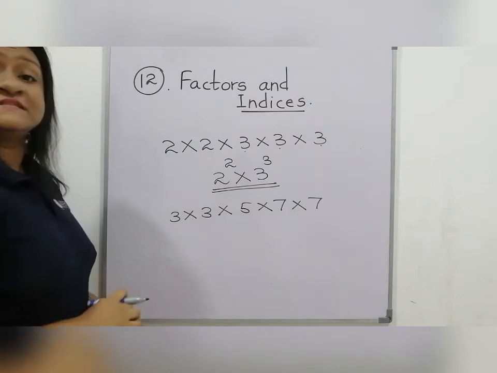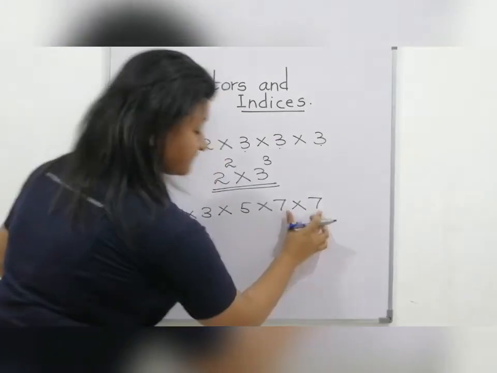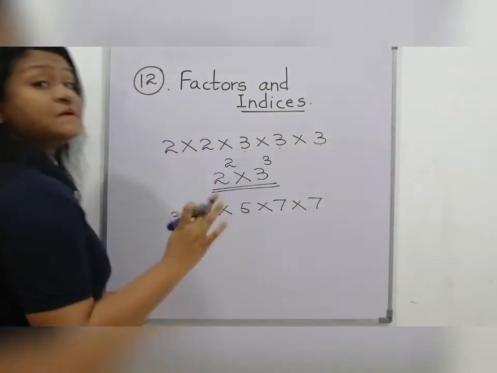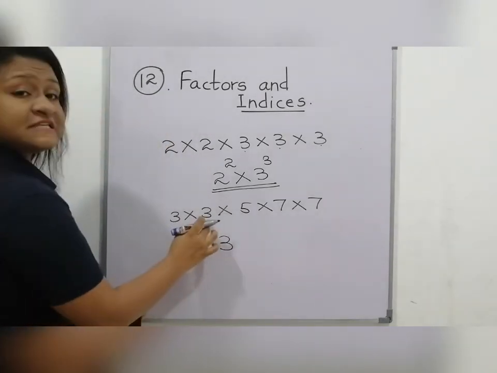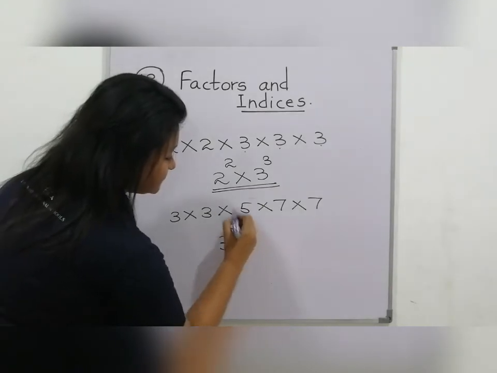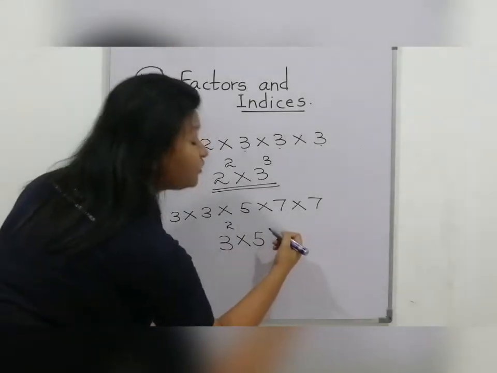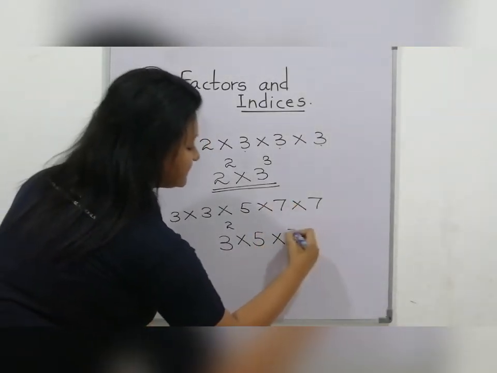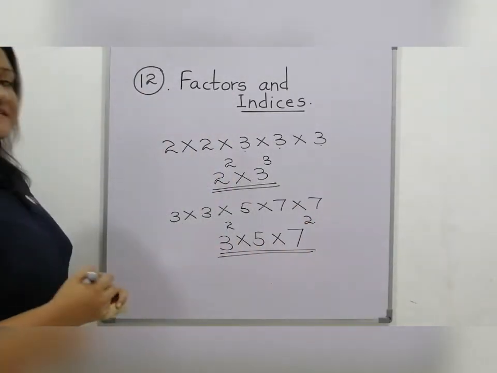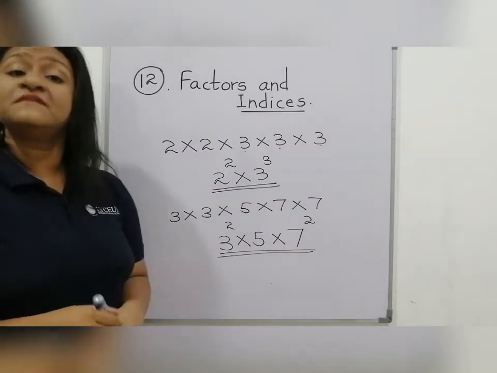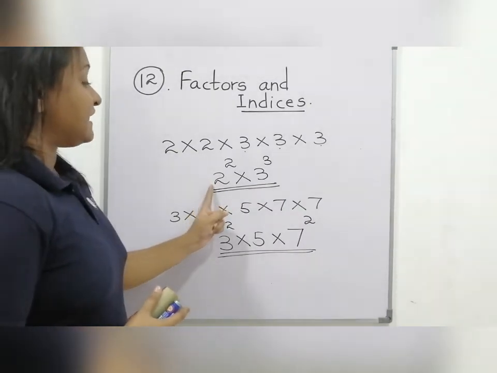Right. Now look at this. How can you write this in index form? There are 3 different numbers. You can take these 3 different numbers as 3 different base numbers. So just take 3 first. It is repeatedly multiplied 2 times. Then 5. It is multiplied just 1 time, so you don't need to write any power on top. Then it's 7. It is repeatedly multiplied 2 times. So this is it. Not only the same numbers, children, you will get different numbers also to write in index form.